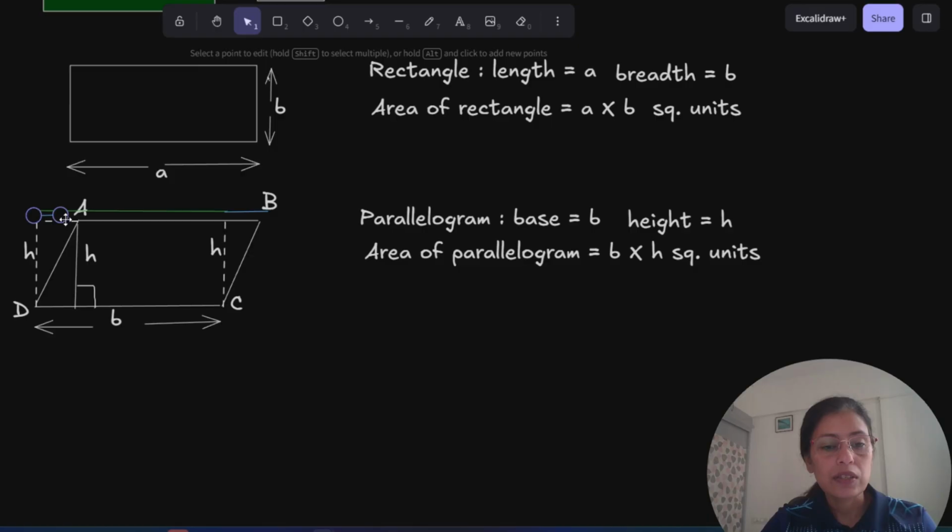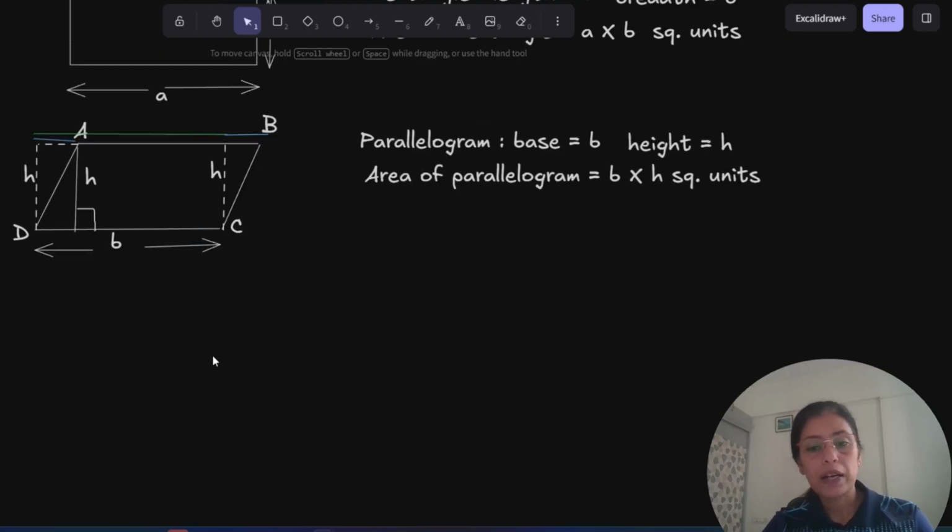This distance, right? So that is where, if we are excluding this distance, we are including that distance here. So overall, it becomes B into H. That is how the area of the parallelogram is derived.